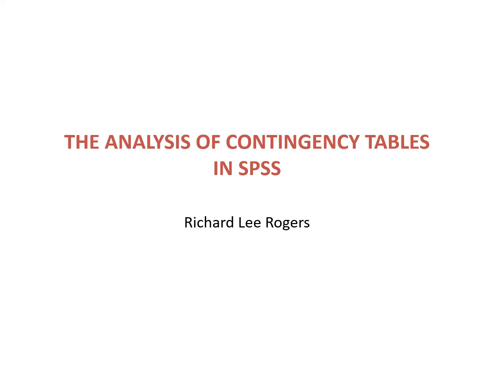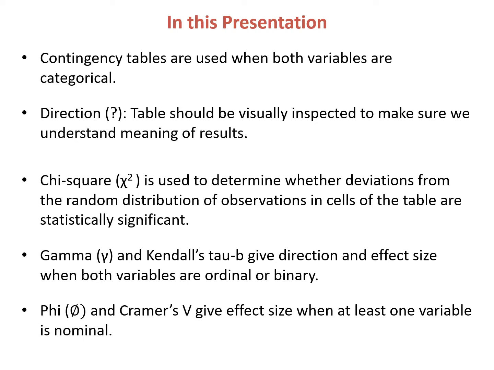This is Professor Rogers. In this video, we will look at the analysis of contingency tables in SPSS. You might also know contingency tables by another name, cross-tabulations or crosstabs for short. Contingency tables are a technique that we use when we have two variables and both of them are categorical.